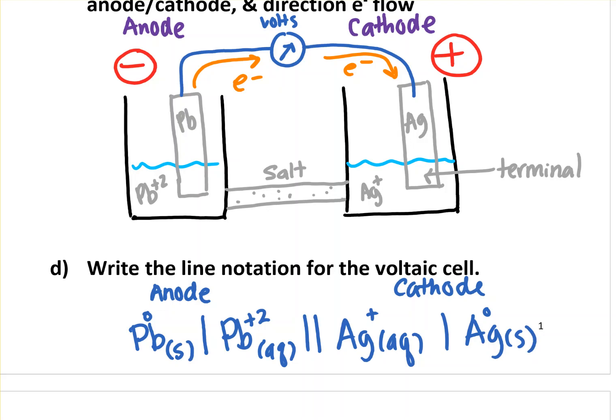And again, on this side, this is the order of this half reaction. It goes from the ion to the solid silver, which is something I didn't show up here, is that here we have the lead kind of dissolving, and here we have the silver plating out.